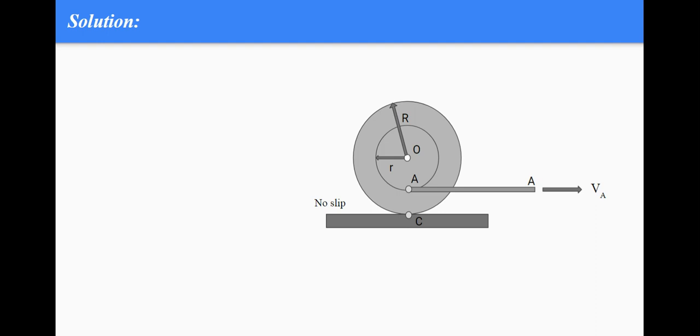Since we don't know enough to find the velocity of O, we can start by finding the angular velocity omega of the spool. We know that the magnitude of angular velocity is equal to the velocity of a known point on the spool divided by the position vector of that point with respect to the instant center. In our case, that's given by the velocity of A divided by the position vector of A with respect to C. Plugging in our variables to that equation, we have that VA divided by big R minus little r.